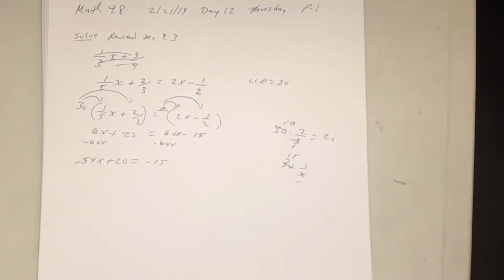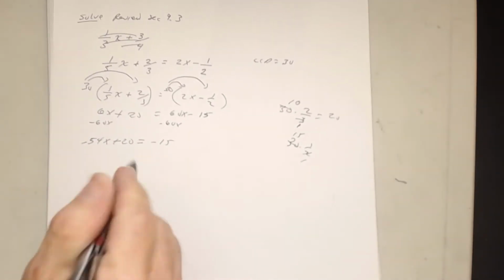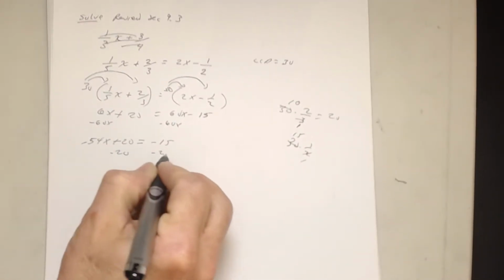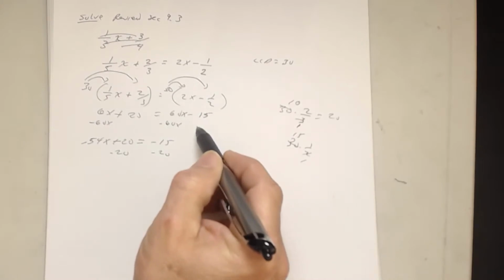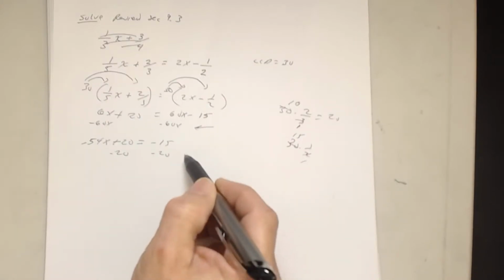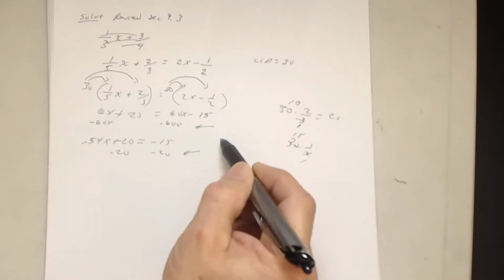What's the next step? Move it, subtract 20. All right, so I'm glad you changed the word move to subtract 20 from both sides. All right, subtract 20. Combine like terms. Now, when I did the subtract 60 from both sides and subtract 20 from both sides, what property am I using?